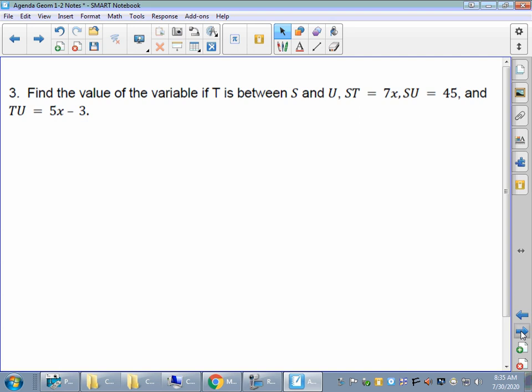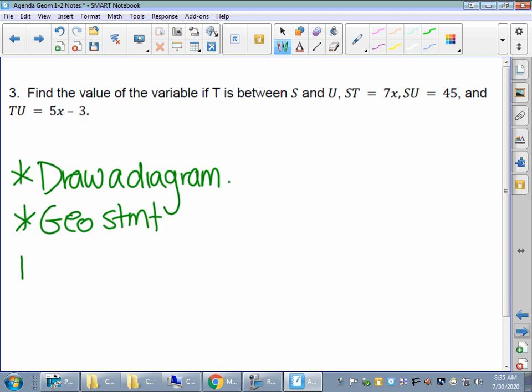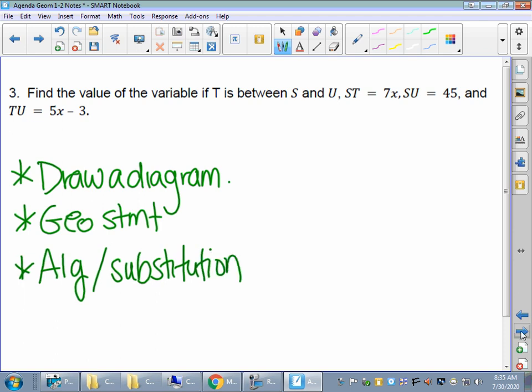And I am going to tell you, you know how I said write the geometric statement first? If you don't have a diagram, I want to see a diagram. So draw a diagram, geometric statement, algebra or substitution. Hopefully you realize when I say substitution, I'm just saying substitute the values in place of the geometric parts, and then your solution.